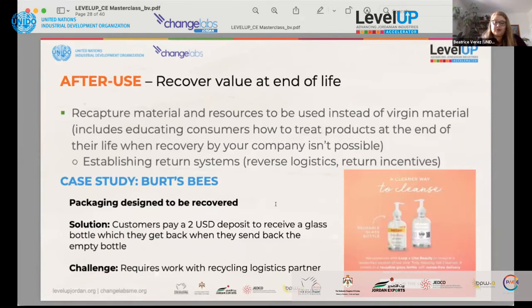Then if we look at a completely different value chain with Burt's Bees, which tends to create more of the skincare products, again this is a rather complicated logistics model, but the idea is that the packaging is designed to be recovered. So a customer would pay, for example, a $2 deposit. They would then receive a glass bottle with the product that they've ordered, and then they would send back the empty bottle and recover that deposit. Now, this does require working with a recycling logistics partner. In this particular example, they're working with LevelUP, which is a company that also recycles and specifically takes care of delivering and recovering the product in the best possible conditions. So if we're looking all the way to the most ambitious versions of recovery, then that's probably one of them.